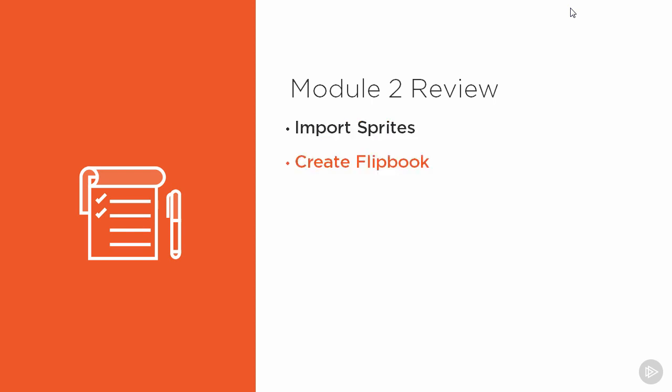To review some of what we've learned here in Module 2, we looked at how to import sprites from a sprite sheet in the content browser. Once those sprites were imported, we looked at how to create a flipbook from them. And with the flipbook, we looked at how to open it in the flipbook editor to adjust the animation properties of the flipbook. We also looked at how to adjust the individual sprites that we imported from the sprite sheet using the sprite editor to change things like the pivot point.